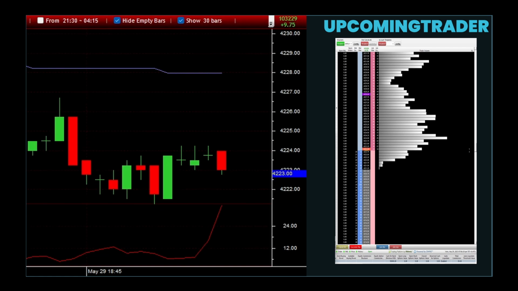Lastly, do not get caught up in chasing trends. Just because a stock is going up quickly does not mean it is the right time to buy. You might end up buying right before the price drops. Use support and resistance levels to help you make a better decision.